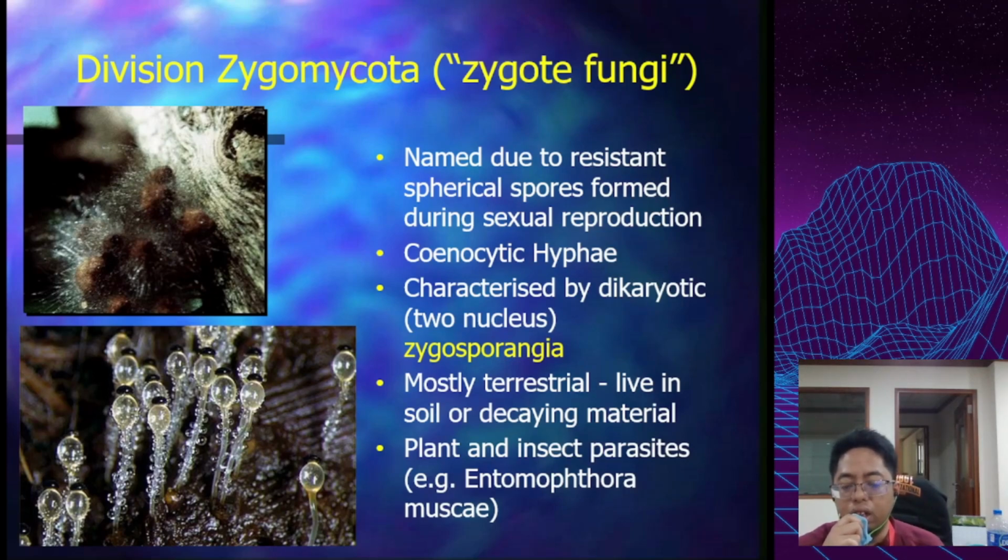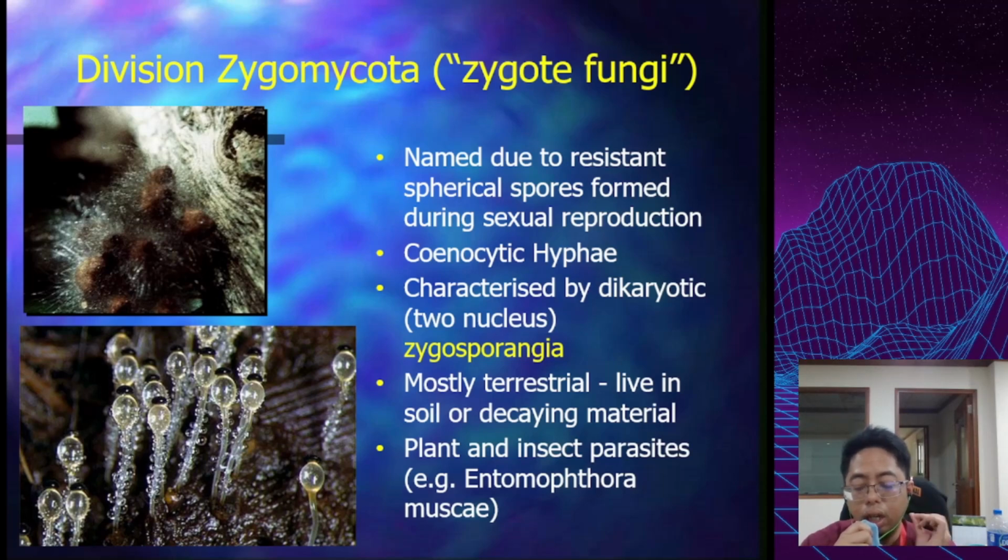The first division of fungi is called the Zygomycota or zygote fungi. We call it zygote because they have resistant spherical spores formed during sexual reproduction. So they are coenocytic, meaning that they are parasites with their cell body or houses, what you call it, haustoria, emerging into the host cell. So they have a dikaryotic body, which is two nuclei in terms of zygosporangia.